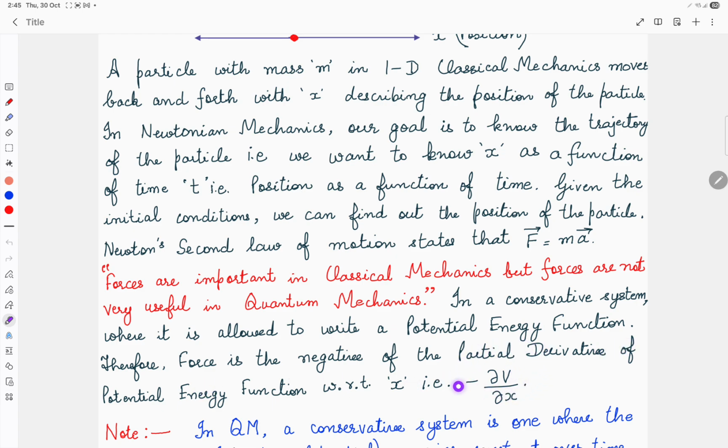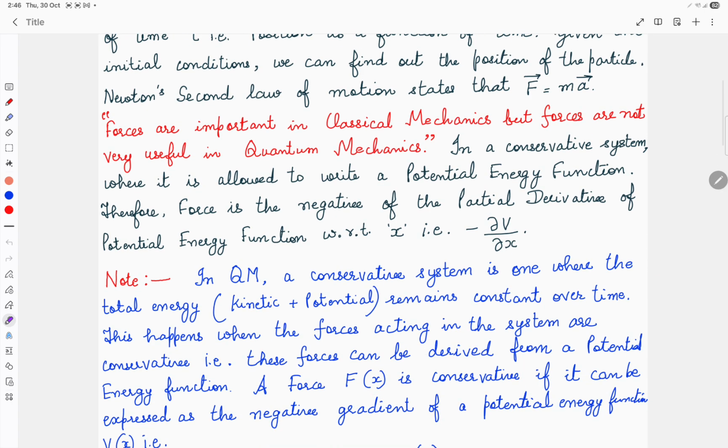So this is what we call the force expressed in terms of the potential energy function V, and it's the derivative of V with respect to the position. Now, just to explain this point further, in quantum mechanics, what is a conservative system? A conservative system is one where the total energy remains constant over time. So that's what we define as a conservative system.